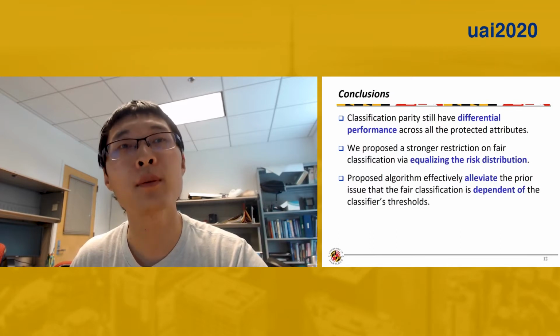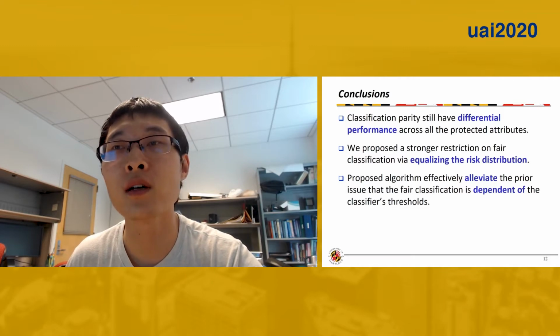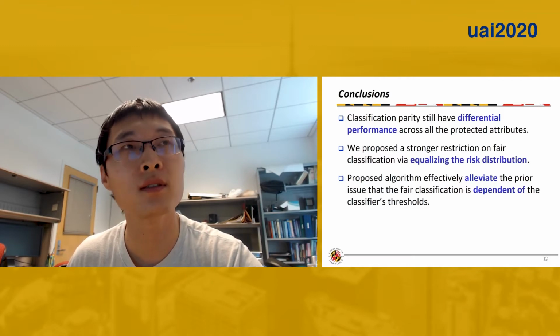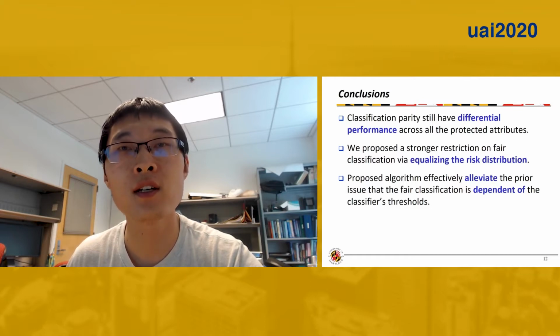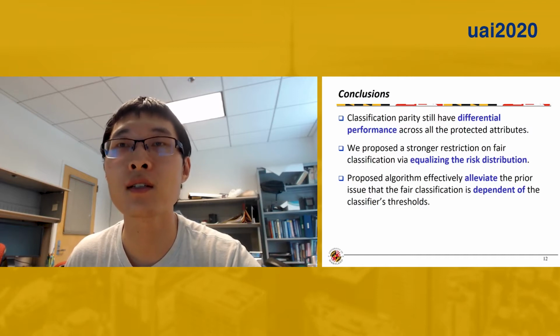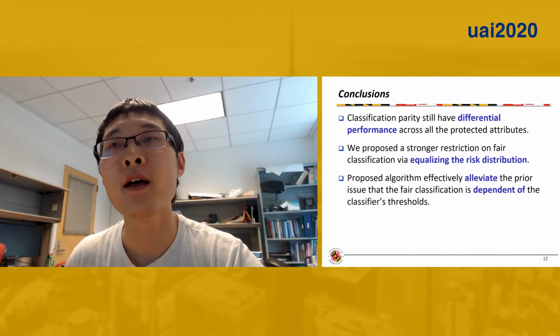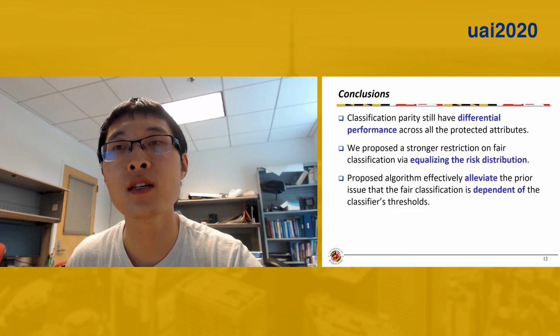To recap, in this talk, we show that the classification parity still has differential performance across the protected attributes. We propose stronger restrictions on fair classification via equalizing the risk distribution. The experimental results show that the proposed algorithm effectively alleviates the prior issue that fair classification is dependent on the classifier's thresholds.